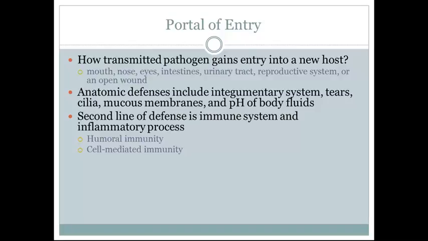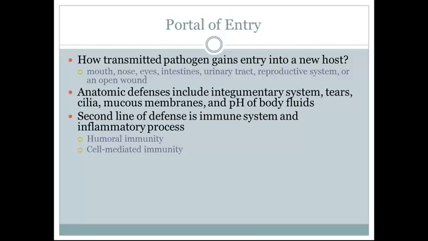Portal of entry: how do transmitted pathogens gain entry into a new host? By mouth, nose, eyes, intestines, urinary tract, reproductive system, or an open wound, so anything open on the body. Anatomic defenses include the integumentary system, skin, tears, cilia, mucous membranes, and the pH of our body fluids. So our vaginal secretions in women are of higher pH, and that is on purpose to eliminate some of those pathogenic microorganisms from entering the body.